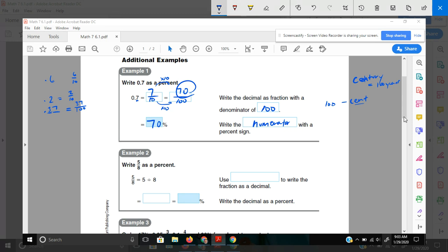Now, there's another way that you can do that, and I like this way because it's nice and fast, to go from a decimal to a percentage. You just have to move the decimal point 2 spaces to the right. So in this example, I had 0.7, moving the decimal 2 spots to the right. 1, 2 would be my decimal. I have to insert a 0. That'd be 70%. All right.